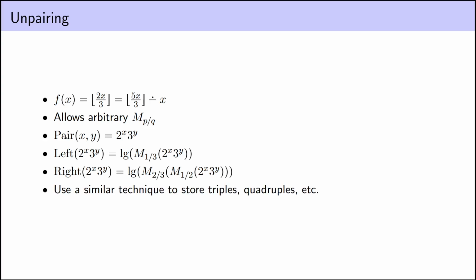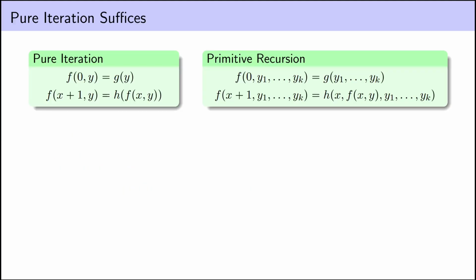And this construction here doesn't just allow you to encode pairs of numbers, but actually arbitrary tuples of some fixed length directly in the exponents of the prime factorization. So we don't need to do any nonsense with nested composition of the pairing function. Now that we've shown that we can encode and decode arbitrary tuples of natural numbers using pure iterative functions, we're ready to show that any primitive recursive function can be created using pure iteration instead.